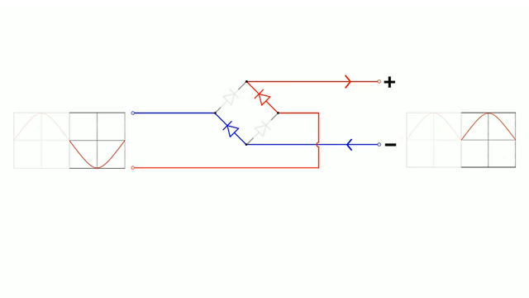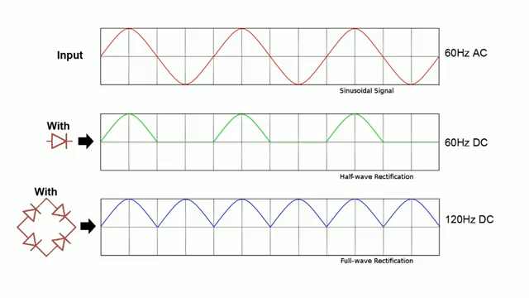So instead of wasting the bottom half of the AC waveform by clipping it and never using it, you just reroute it and flip it around. So on the output, you get DC at 120 Hz instead of 60 Hz. And just like before, you can filter it with capacitors later on to get a nice smooth voltage.